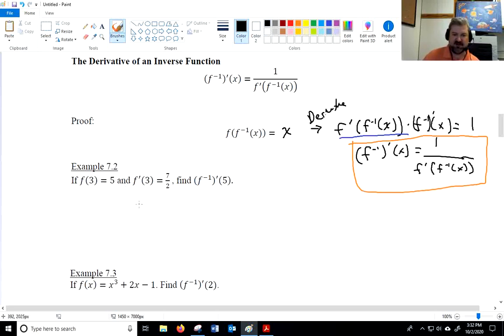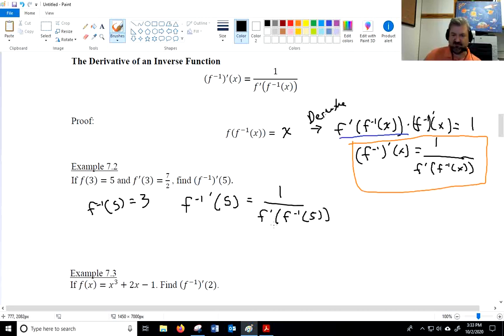F of 3 is 5. F prime of 3 is 7/2. What is f inverse prime of 5? Well, f inverse of 5 is what? Well, if f of 3 is 5, then f inverse of 5 is 3 because they reverse each other. And f inverse prime of 5 must equal 1 over f prime of f inverse of 5.